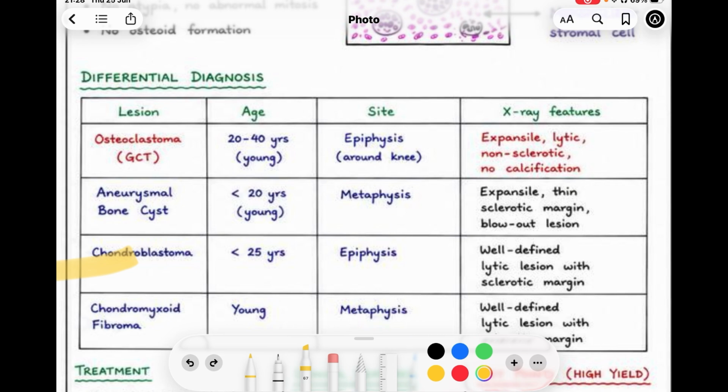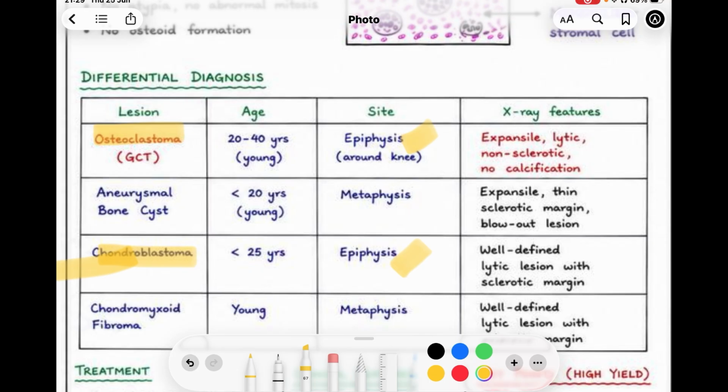First, let's talk about two things. First one is osteoclastoma, second is chondroblastoma. What is the similarity between osteoclastoma and chondroblastoma? Both occur in the epiphyses of the bones. These are the two tumors which occur in the epiphyses of the bones, right? Then how do we differentiate this?